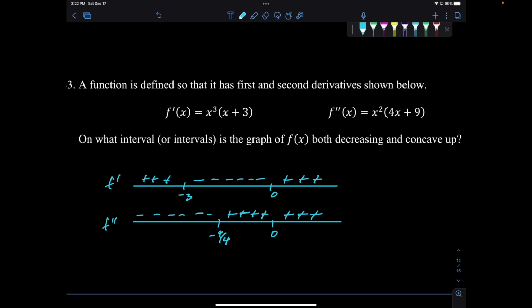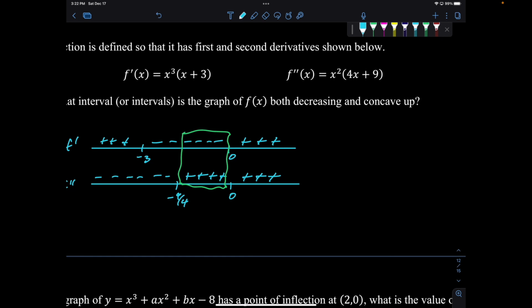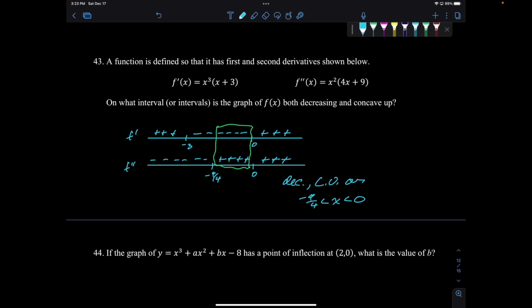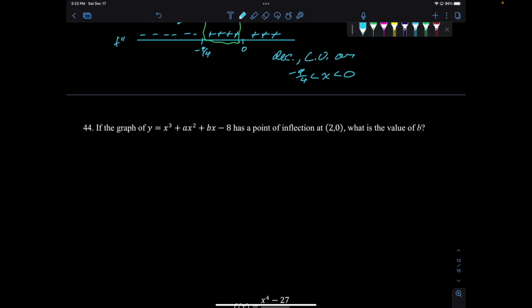So decreasing concave up is going to be like this region, right? Because I need f prime to be negative, I need f double prime to be positive. So decreasing concave up on -9/4 to 0. That's a good problem. And then if we had to justify, we would say because f prime is less than 0 and f double prime is greater than 0. But I'm not justifying on these, I guess, apparently.